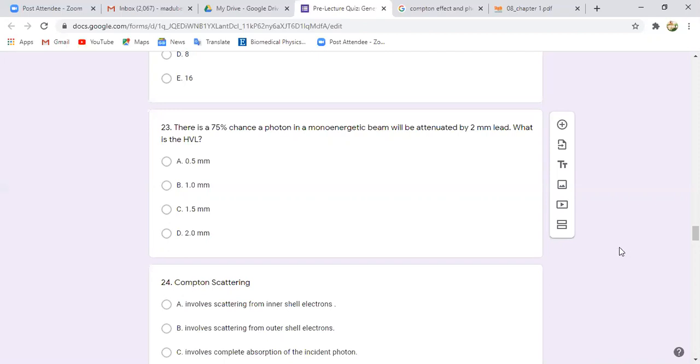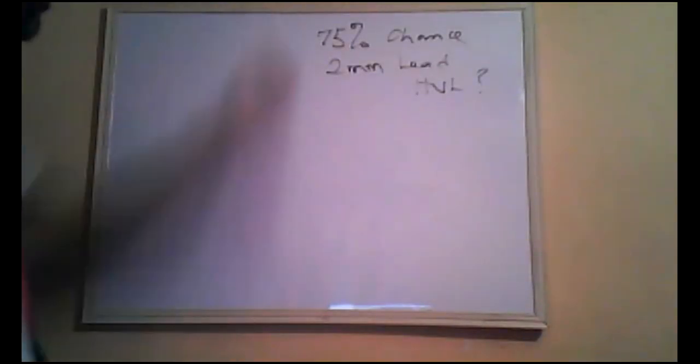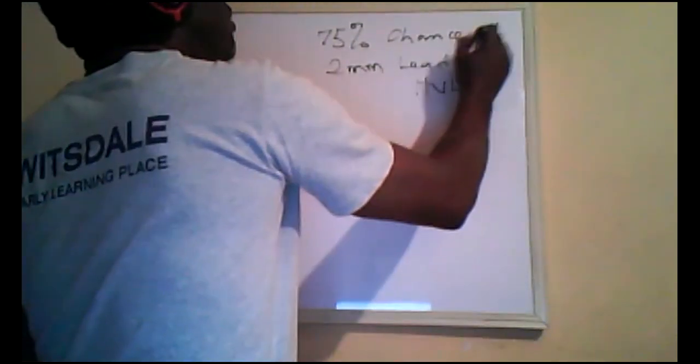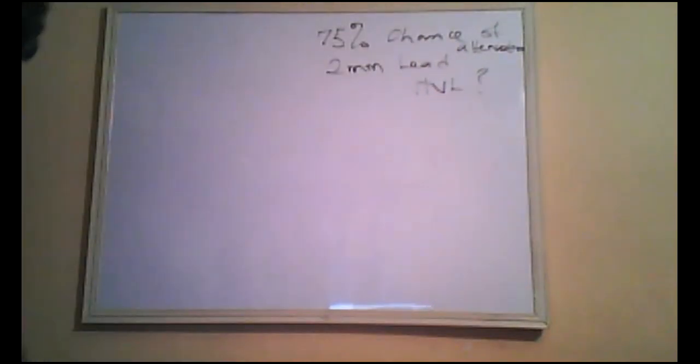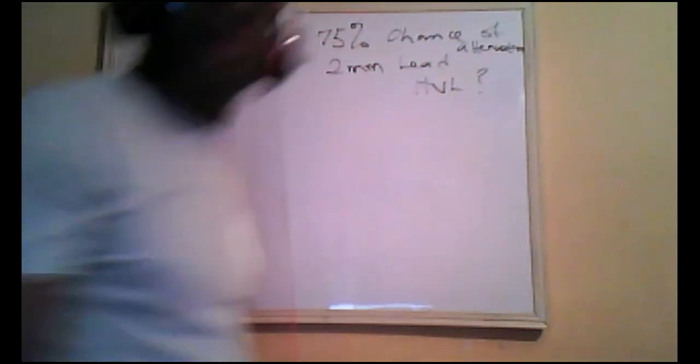Let me stop this share now. We said we have a 75% chance. Chance of what? Chance of attenuation. Okay, the photon beam has a 75% chance of attenuation. Let's say it's a monoenergetic beam.